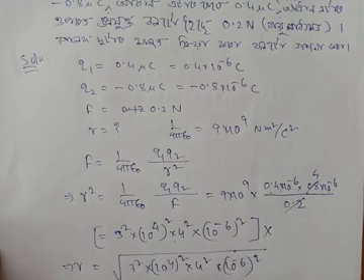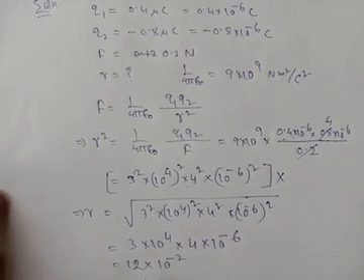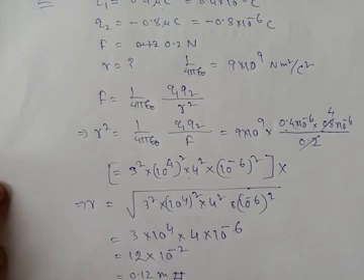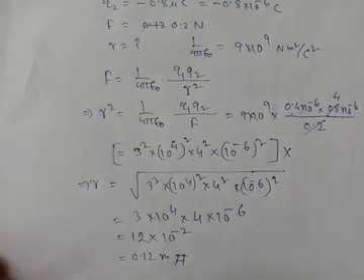Then we take the square root of this. Immediately R will come out to be very simple: 3 into 4 into 4, 12. And this is equal to 0.12 meter. This is our answer. R is in meter. So this is how we have to solve the problems.